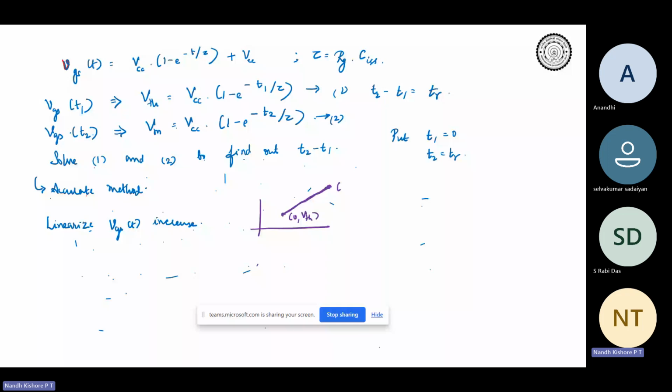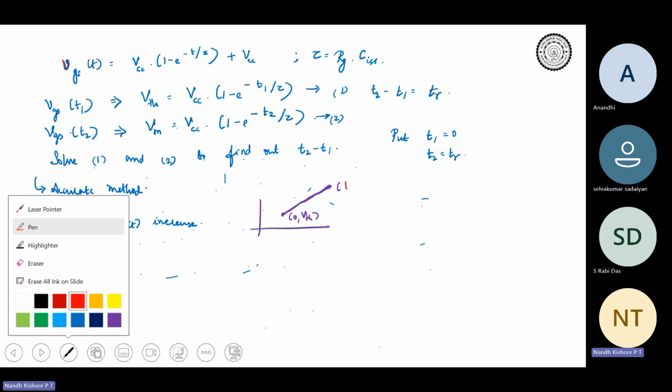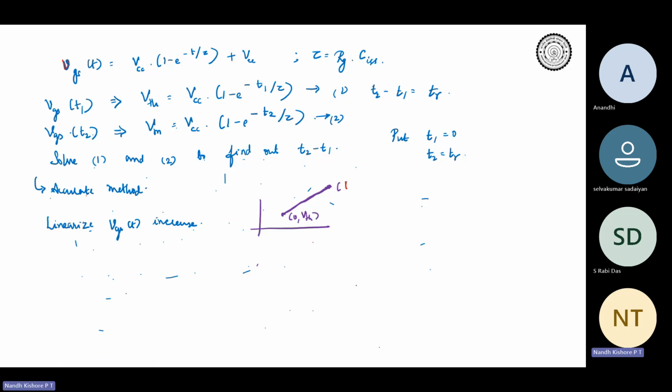Unfortunately, my computer is troubling me a lot today. So you understand that if you assume the VGS profile is linear, then you end up with this being the point TR comma V Miller. So from this also you can find out what TR is, if you assume that the profile is linear.